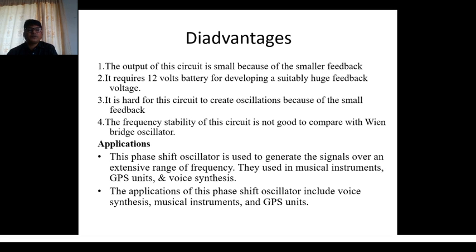Disadvantages of this phase shift oscillator: the output of the circuit is small because of the smaller feedback. It requires a 12 volt battery for developing a suitably large feedback voltage. It is hard for the circuit to create oscillation because of the small feedback. The frequency stability of this circuit is not good compared with the Wien bridge oscillator.